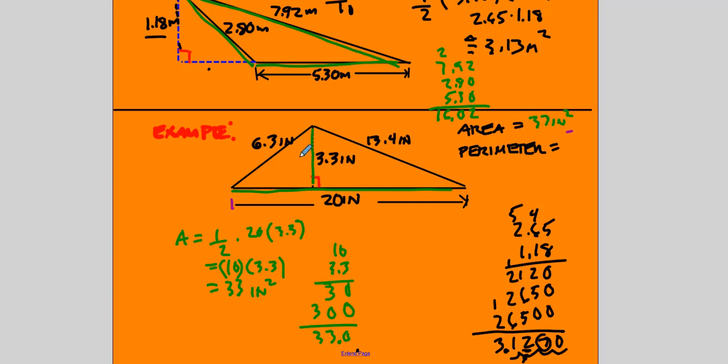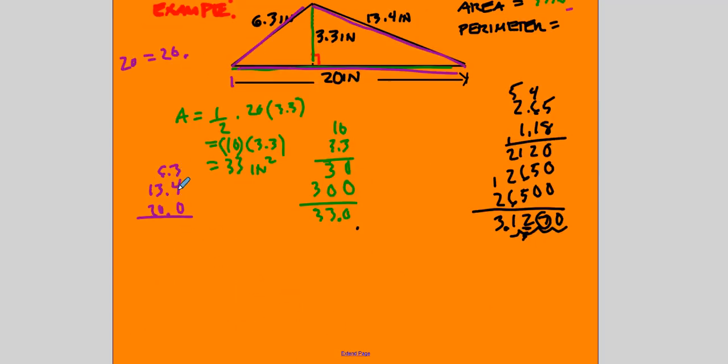Then the perimeter is the distance around the thing, so that's going to be 6.3 plus 13.4 plus 20. So we got 6.3, 13.4. Remember, I'm lining up the decimal points when I add. And then 20. Well, 20 actually is 20 point. That's a whole number. The decimal point separates the whole number parts from the fractional parts. So the 20 goes right here. Let's add a decimal point and a 0. That's how you add here with decimals.